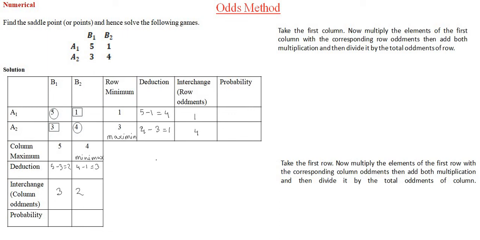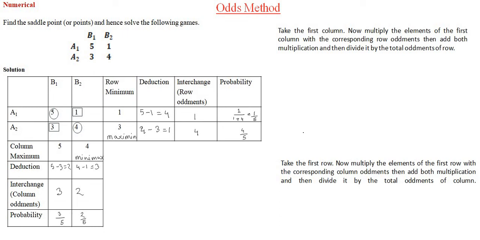Now, in order to find the probability, the formula is the interchanged number divided by the sum of the pair of numbers. The interchanged number here is 1 and the sum of the pair of numbers is 1 plus 4, so the probability is 1 by 5. Similarly, here the probability will be 4 by 5. Column wise, the probability would be 3 by 5, and 2 by 5. Now we can find out the value of the game.